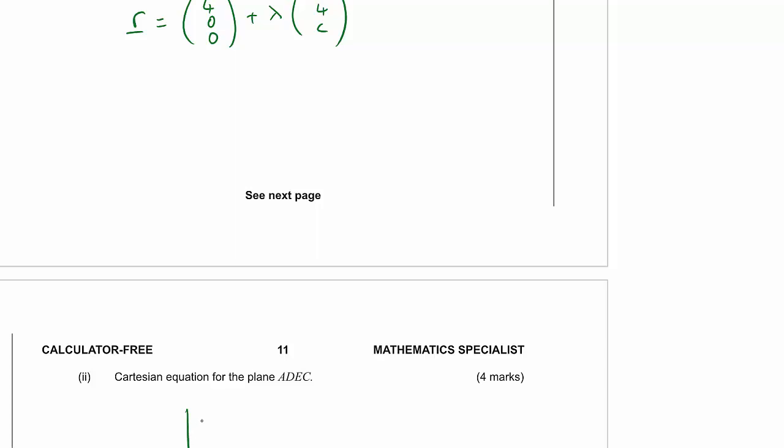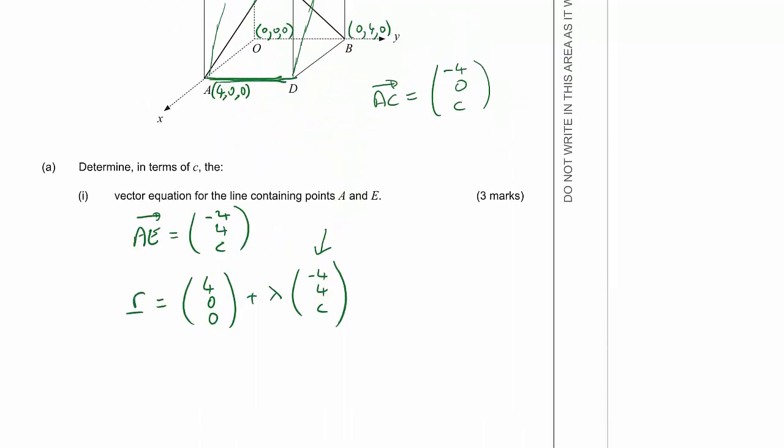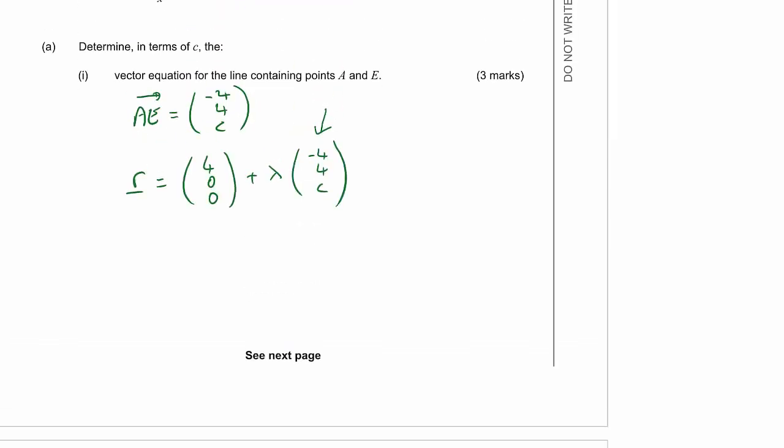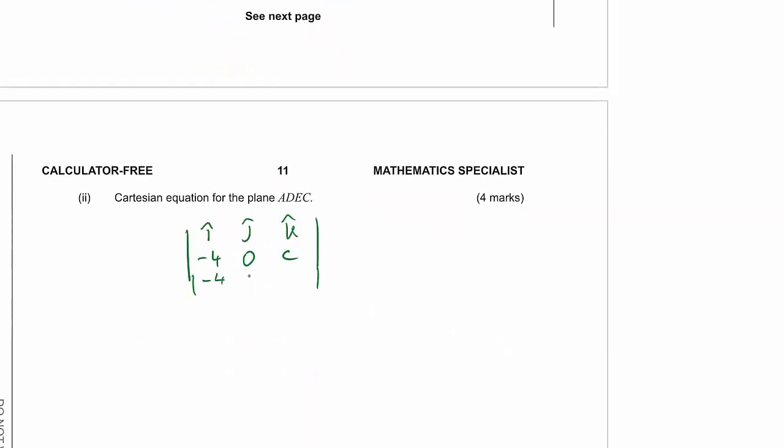So to find the normal, we're going to use a cross product. One of the directions there was (-4, 0, c), and the other one was (-4, 4, c). So cover up i, and we get 0 take away 4c. Cover up j, and we get -4c add 4c, and cover up k, and we get -16.